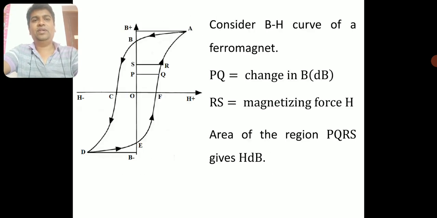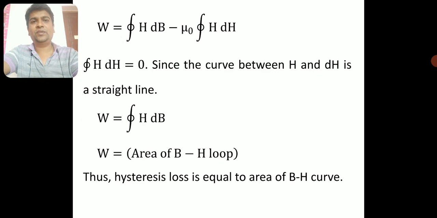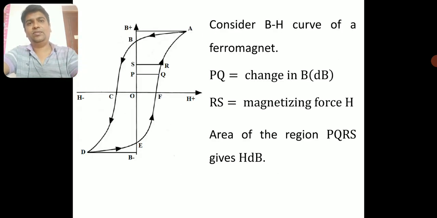We have discussed the hysteresis loss. So this is the BH curve. The area of the BH curve is actually the hysteresis loss. The area inside the loop will give us the hysteresis loss. That area region PQRS gives the H into dB. So that area PQRS will give us the H into dB.